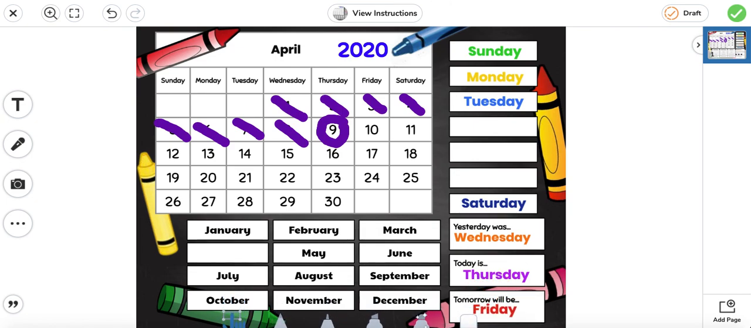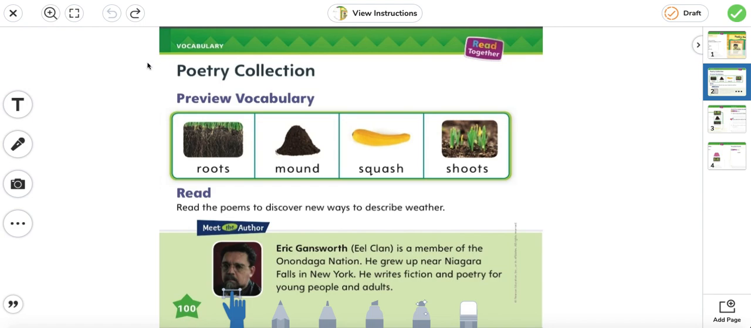Okay, next we're going to go ahead and look at some vocabulary words. So here we have roots. Can you say roots? Yes, so if you look at the picture, the grass has roots that are inside in the soil. Do you know what the roots are for? They absorb the water.